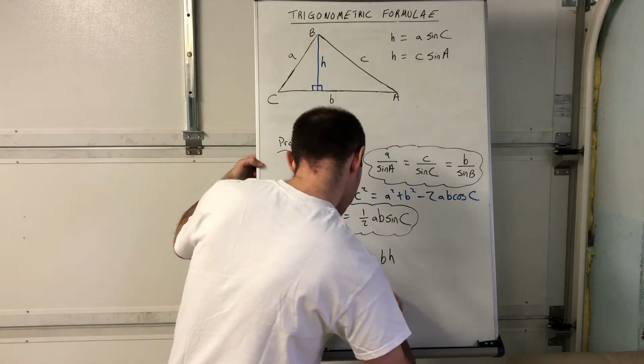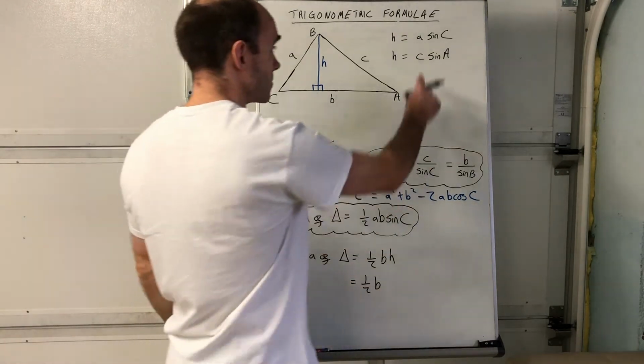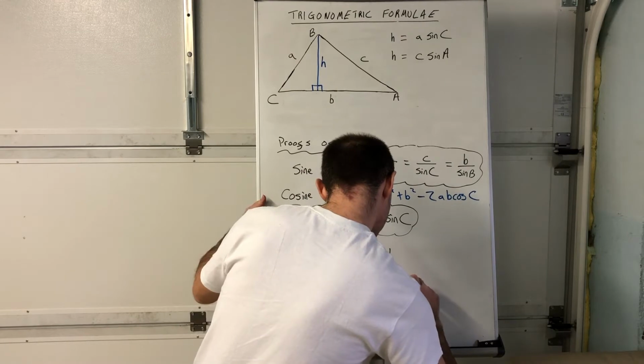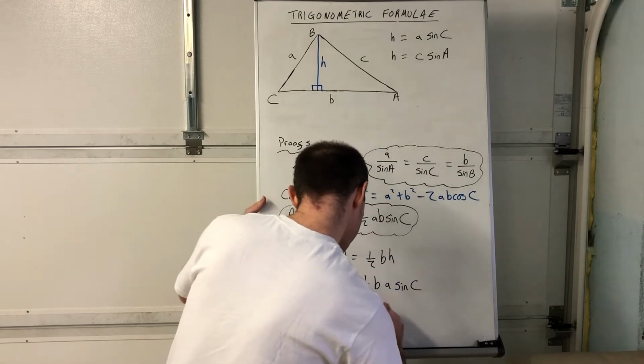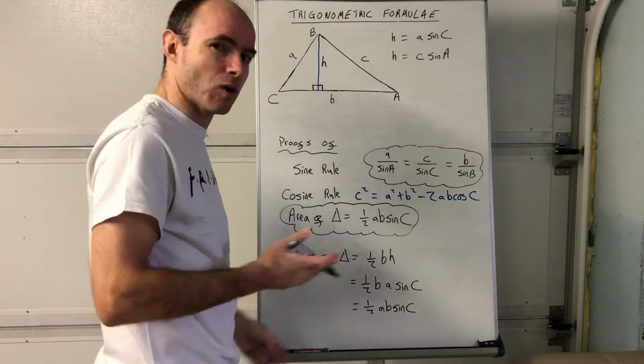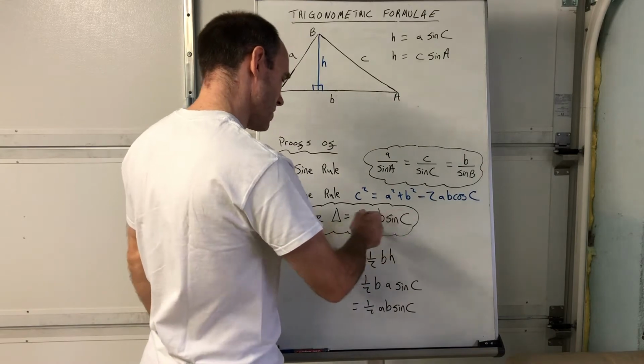Okay. Now the H, I'm just going to replace with... Can you see what I'm going to replace it with? Yeah, I'm going to replace it with that one there. Okay. So that's A sine C. Okay, and just switching the letters around so that they're in alphabetical order, because we prefer some sort of order as a mathematician. Okay, you've got half AB sine C. That's that result there. So that's the area formula proved.